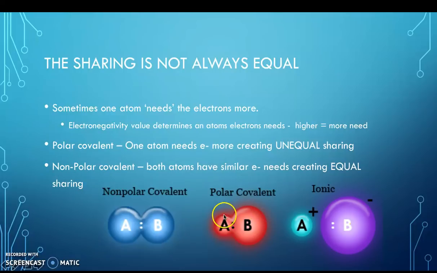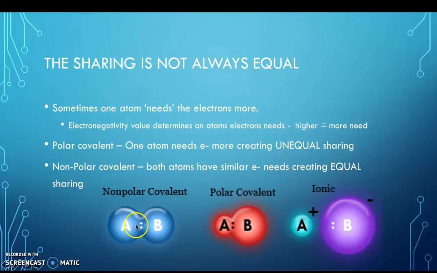In a polar covalent, we have A and B sharing, so they overlap with these two electrons in the middle, but notice that B's circle is bigger than A's. That means that these two electrons that are being shared spend more time over here with B. So they circle, circle, circle B, and then every once in a while they go and circle A. And then they go back and circle B again, and back to circle A.